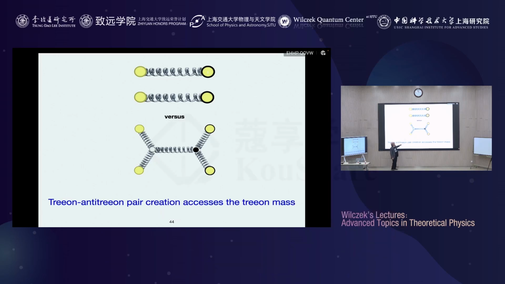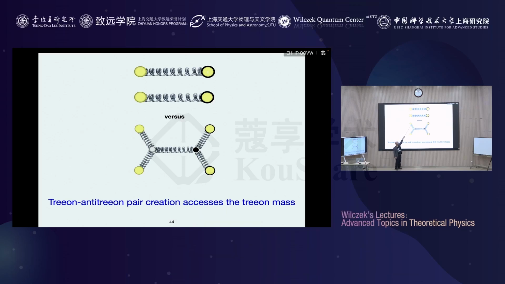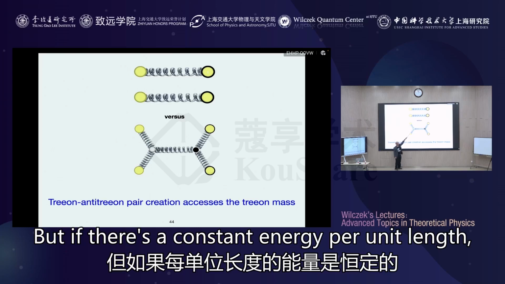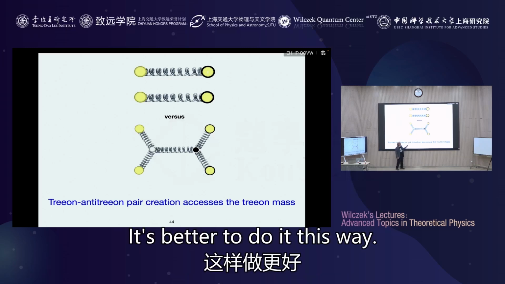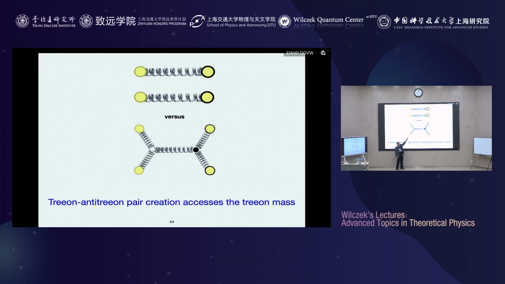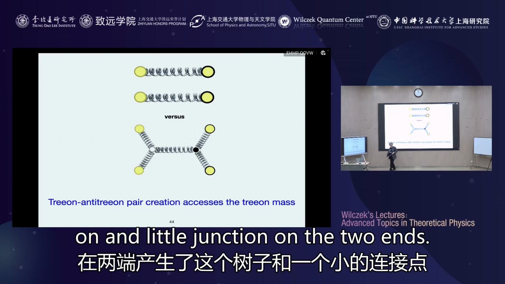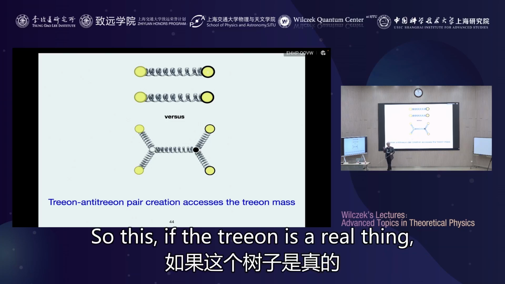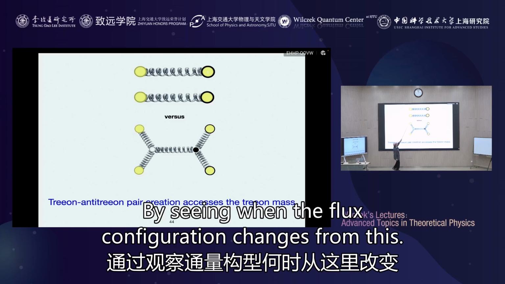Okay, so if we have 2 quarks and 2 antiquarks and put them in kind of a rectangular array like that, one way to make the flux go would be this on the top. But if there's a constant energy per unit length, eventually, if the trion has a finite mass, it's better to do it this way. Have only 1 long flux tube instead of 2. So it's half the energy once you make the compensation for having produced this trion and little junctions on the 2 ends. So if the trion is a real thing, we can measure its mass, and this is how you could measure its mass, by seeing when the flux configuration changes from this to this.